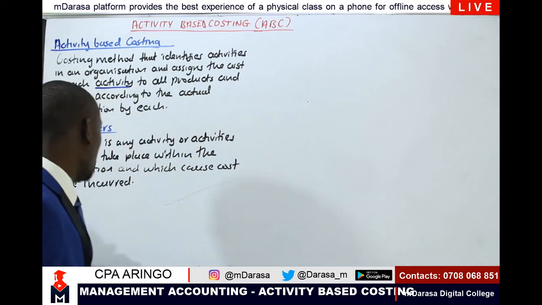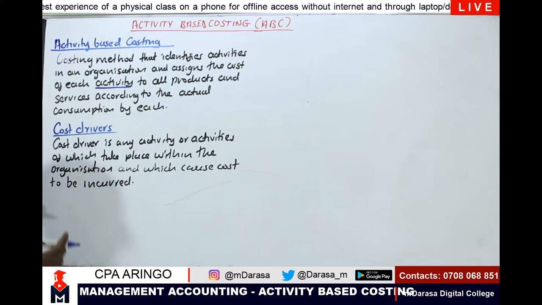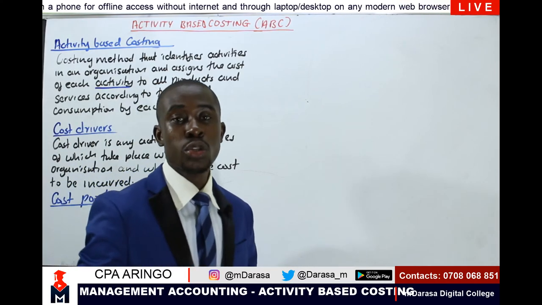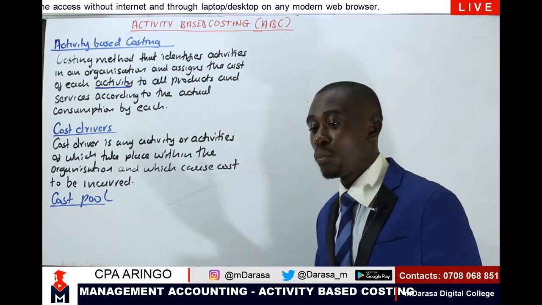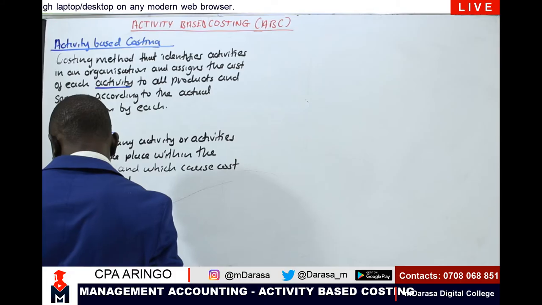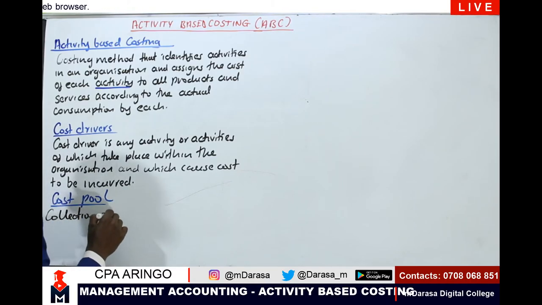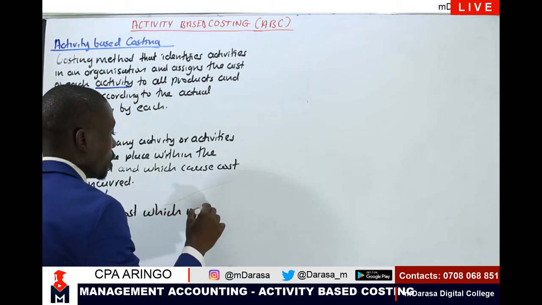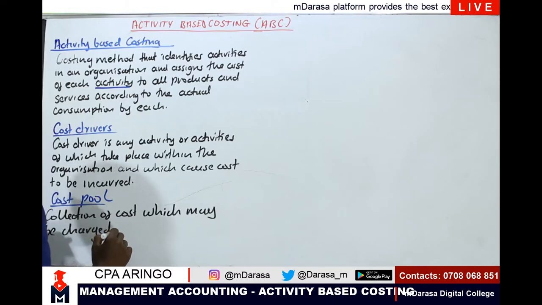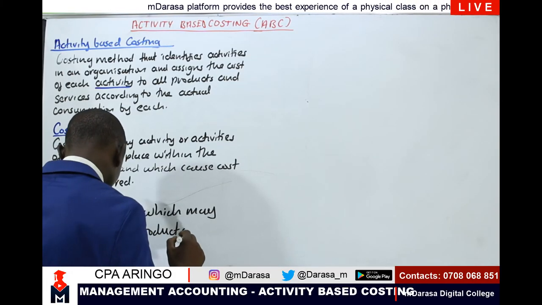So after we've talked of that, another important element that you should also be able to understand, for these costs to be incurred or for these activities, is an item known as a cost pool. Talk of a cost pool. Also a very important concept that you must always grasp at any given point I'm handling ABC. So looking at a cost pool, what should ring at the back of your mind? Ideally, whenever we're talking of a cost pool, we are talking of a collection of costs which may be charged to products.